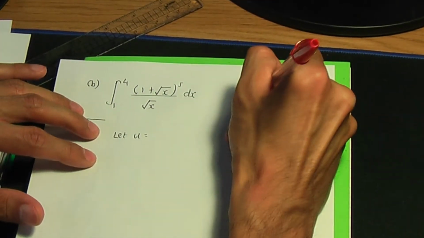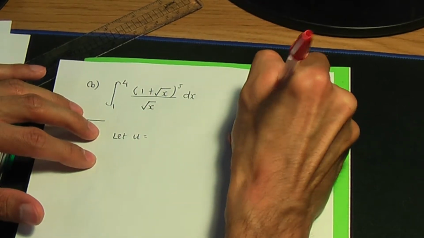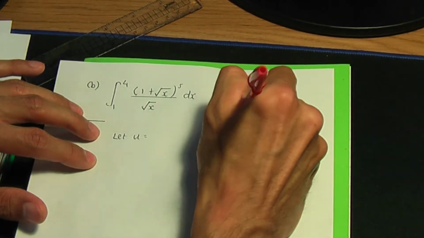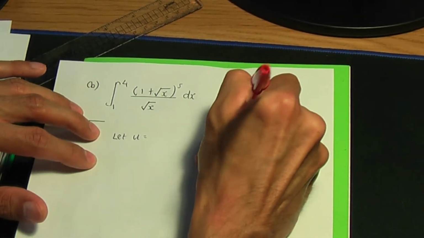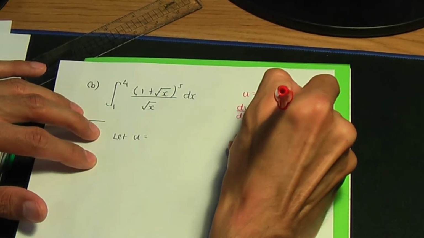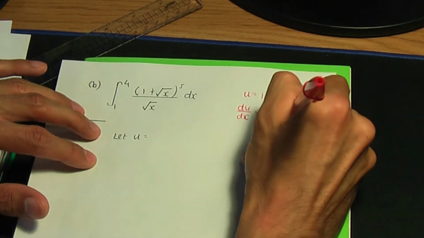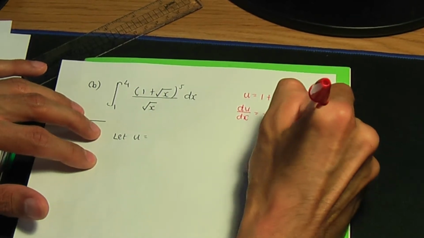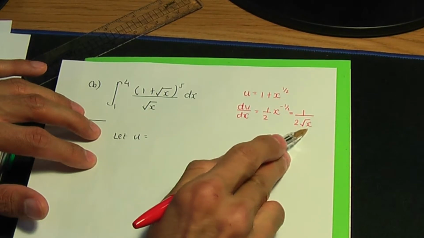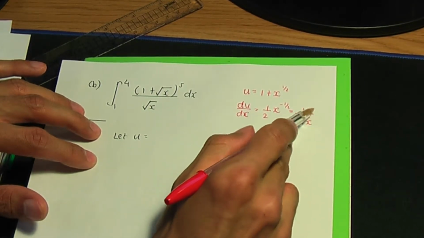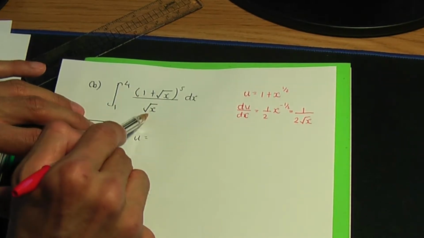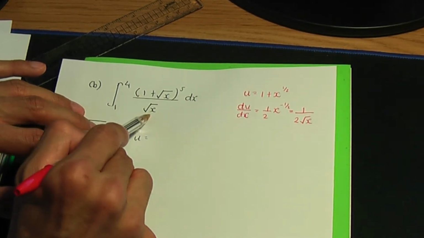So if you take u to be 1 plus root x, and root x is the same as x to the half, then du over dx when you differentiate will be half x to the minus half, and x to the minus half is the same as 1 over root x, so you're going to have 1 over 2 root x here. Now that term is related to the remaining term, 1 over root x, in your integral.